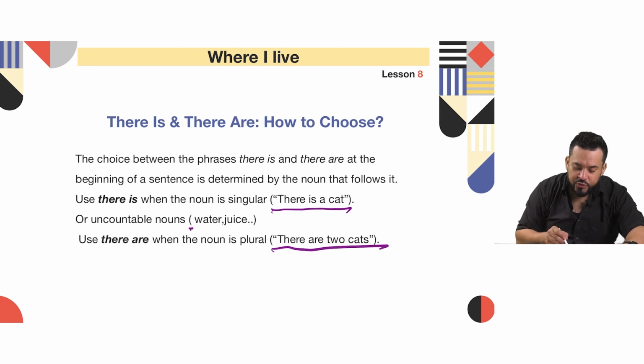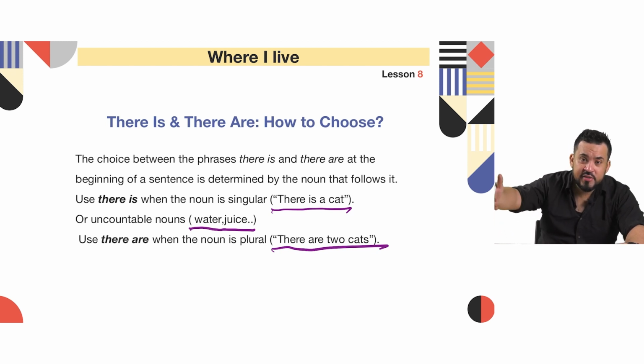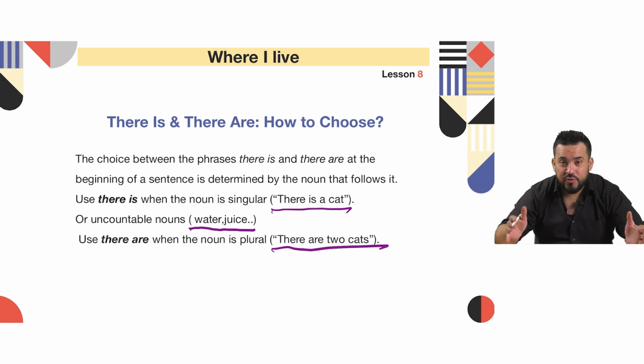With uncountable words like water or juice or milk or flour, we use there is also, okay? So we say there is water in the fridge. With uncountable noun or singular noun, we use there is. With plural nouns, we use there are.